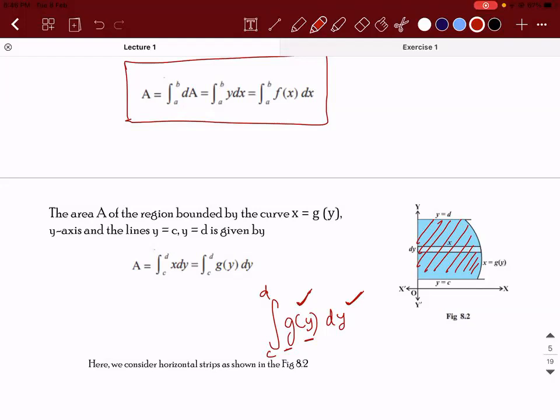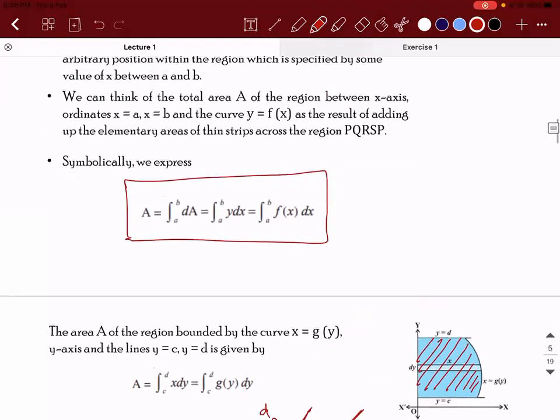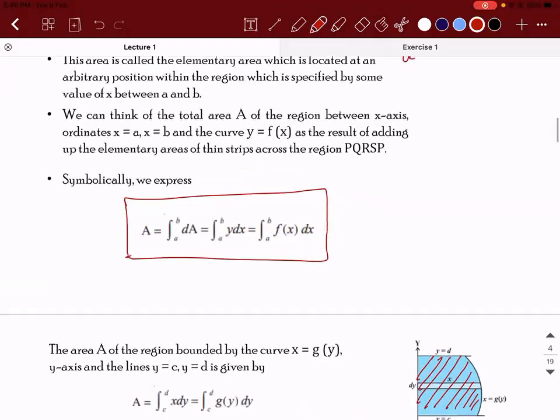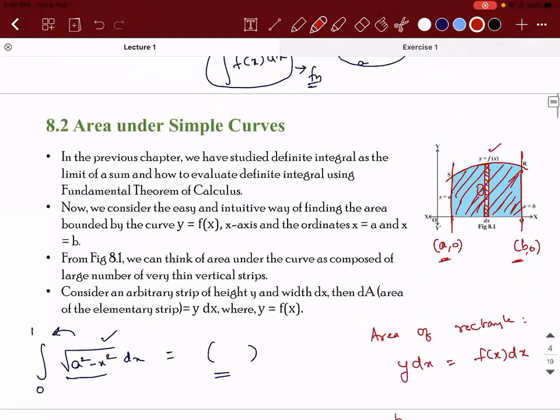Yes, sir. Sir, I have a doubt. In the diagram in figure 8.2, why can't we find the area with respect to the x-axis also? You can do it. Sometimes it is easier to find with respect to the y-axis because those limits will be easier numbers. That is the reason I'm saying it.